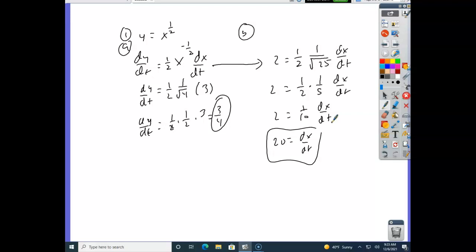Doable? Makes sense? Relatively not bad? This should be a moment where you're like, oh, these are easier. I like these. Okay, go ahead and do 3 then. Warning, it's x times y, so we're going to need a little product rule time.